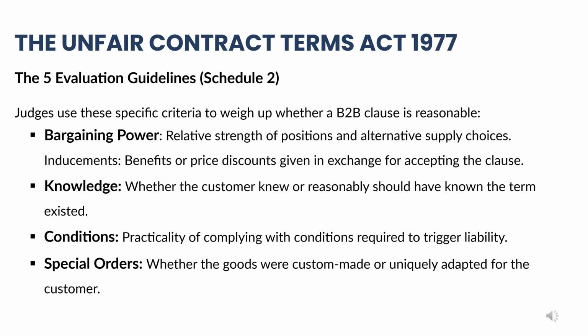Second, the court looks at inducements. This examines whether the customer was given a deliberate choice, for instance, a significant price discount or benefit in exchange for voluntarily accepting the exclusion clause. If an inducement was present, the clause is much easier to justify as reasonable.